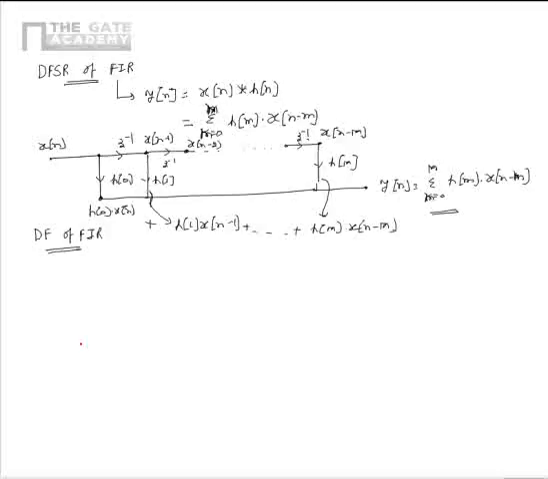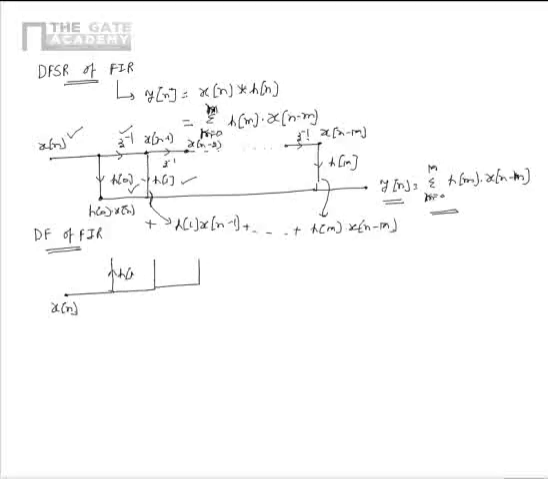Here we have taken x of n, delayed it first, and then weighted it by h of n to get y of n. It is also possible to get a transposition of the above network in which the weights are applied first and the delays are performed later.